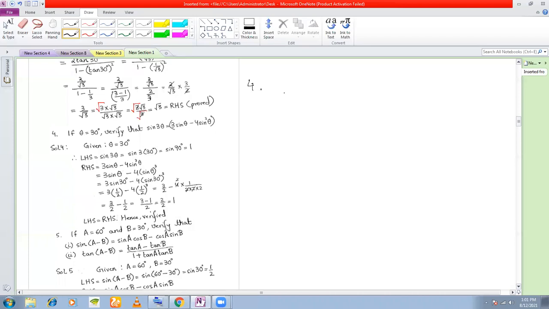Next, number 4. If theta is equal to 30 degree, verify that. This is very similar to your last one. You just need to show that left hand side is equal to right hand side. So given here theta is 30 degree. Left hand side is sine 3 theta. Put theta as 30 degree, so sine 90 degree. You all are familiar with the symbol theta? Yes, sir. Sine 90 is 1. So left hand side you're getting as 1.